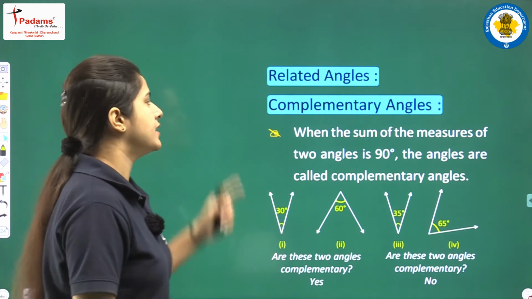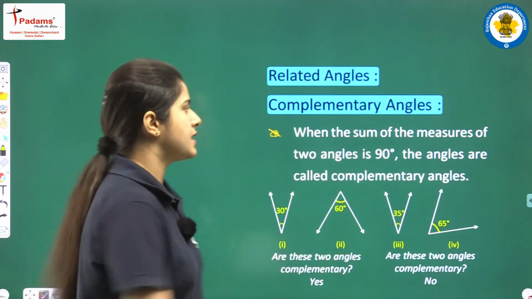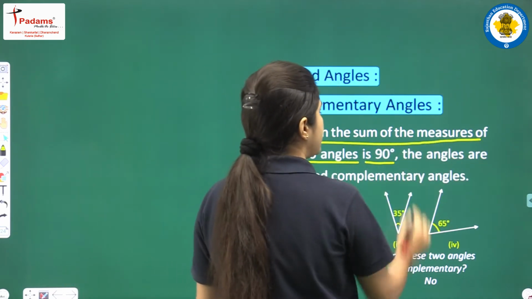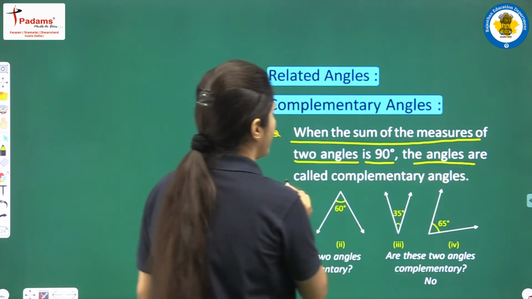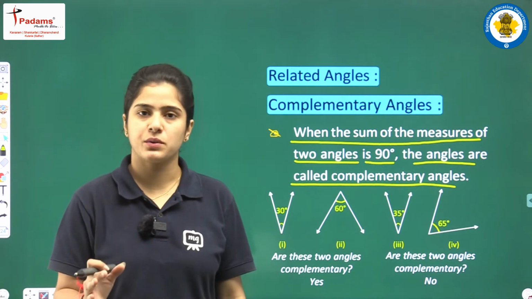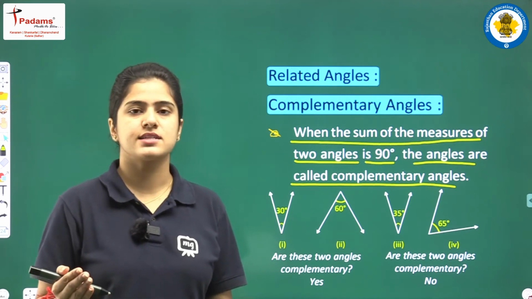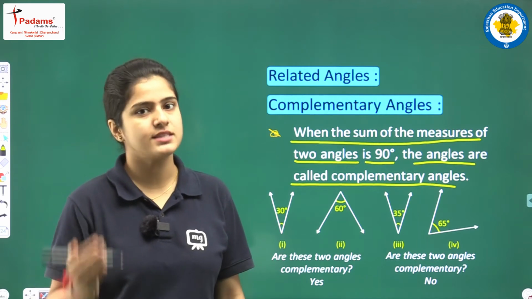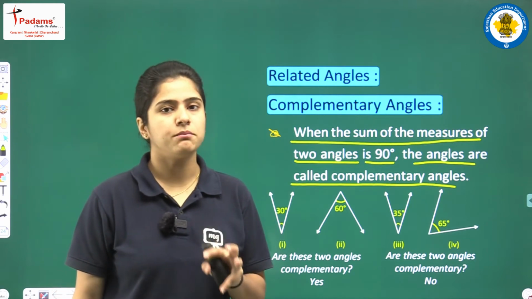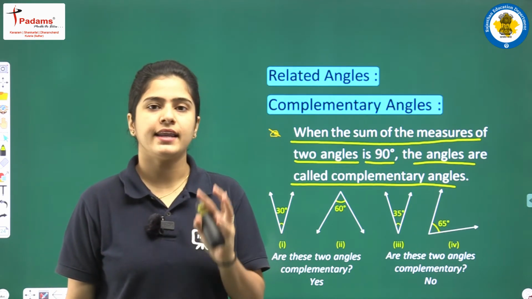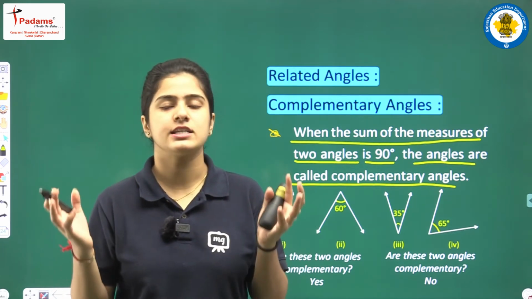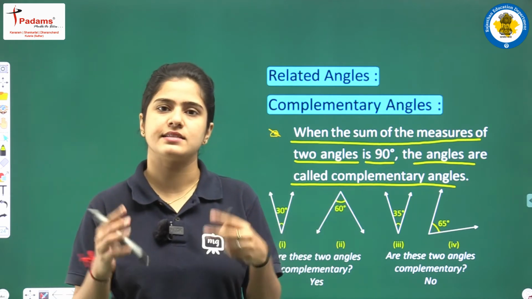Okay, students, have a look. When you are talking about complementary angles, when the sum of the measures of two angles is 90 degrees, the angles are called complementary angles. When the sum of the measures of two angles is equal to 90 degrees, it means those angles are called complementary angles. If one angle is the complement of another angle, then the sum of the two complementary angles is equal to 90 degrees.